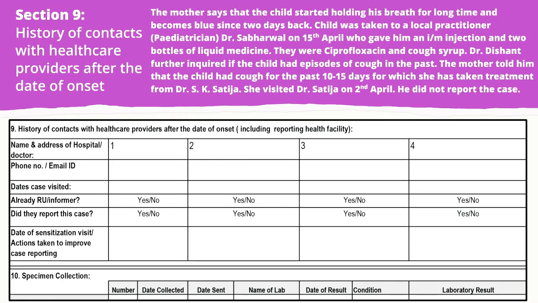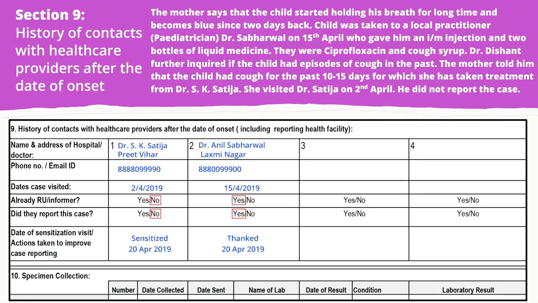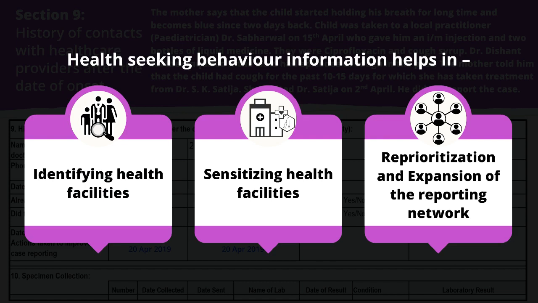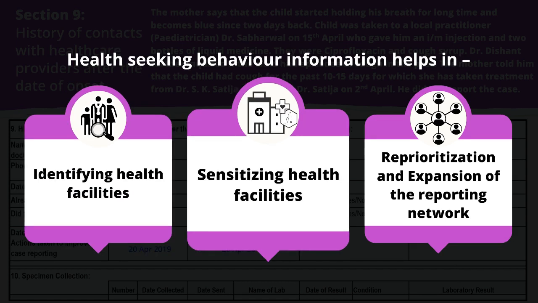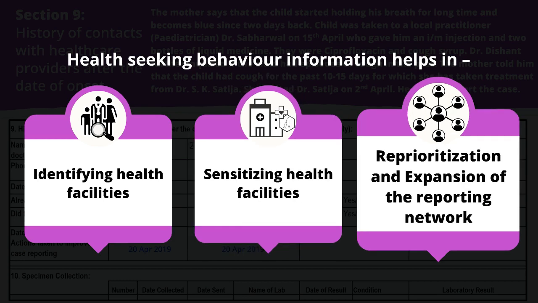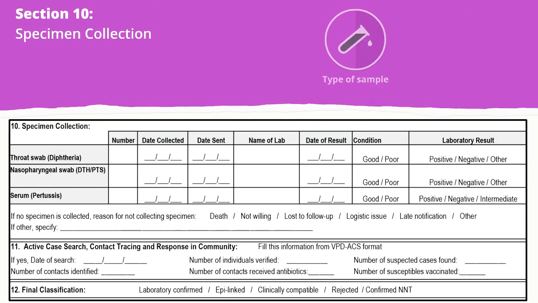Section 9 highlights the health-seeking behavior of the patient. In this case, a couple of health facilities were visited by the patient on 2nd April and 15 April. All the health providers who did not report the case should be sensitized. The help-seeking behavior information helps in identification of all the health facilities which a suspected case may have visited. This information helps in sensitization of health facilities for timely notification of suspected cases as well as reprioritization and expansion of the reporting network.